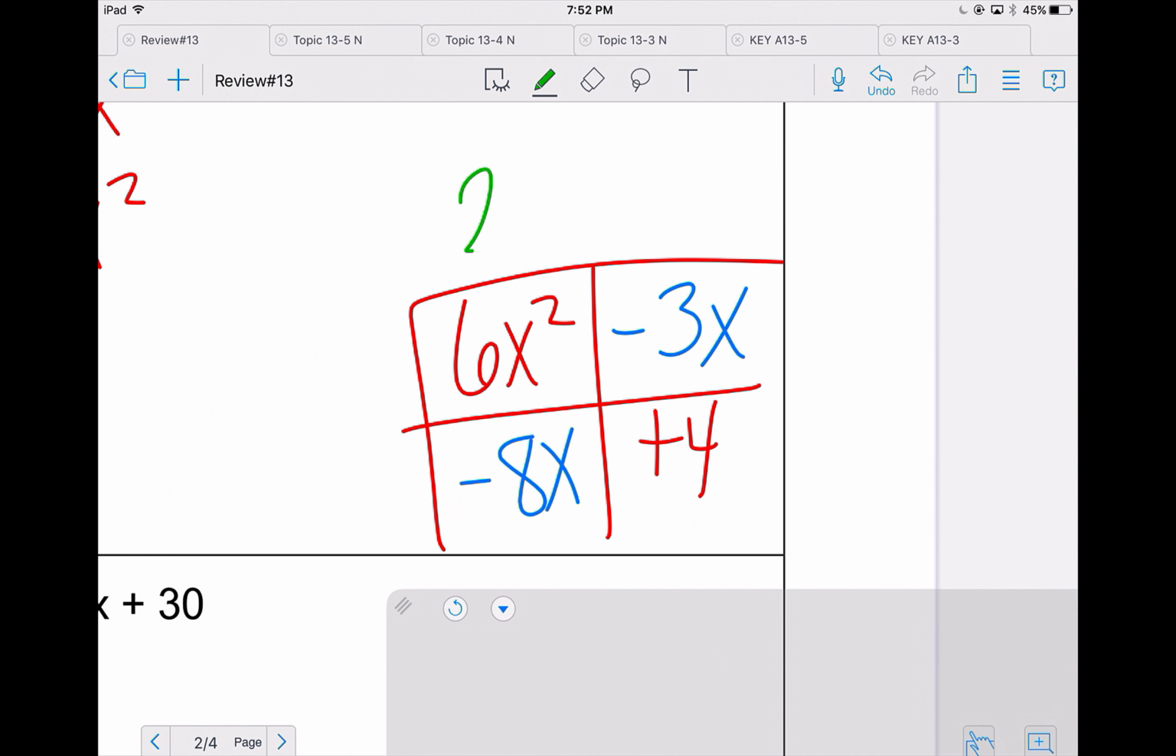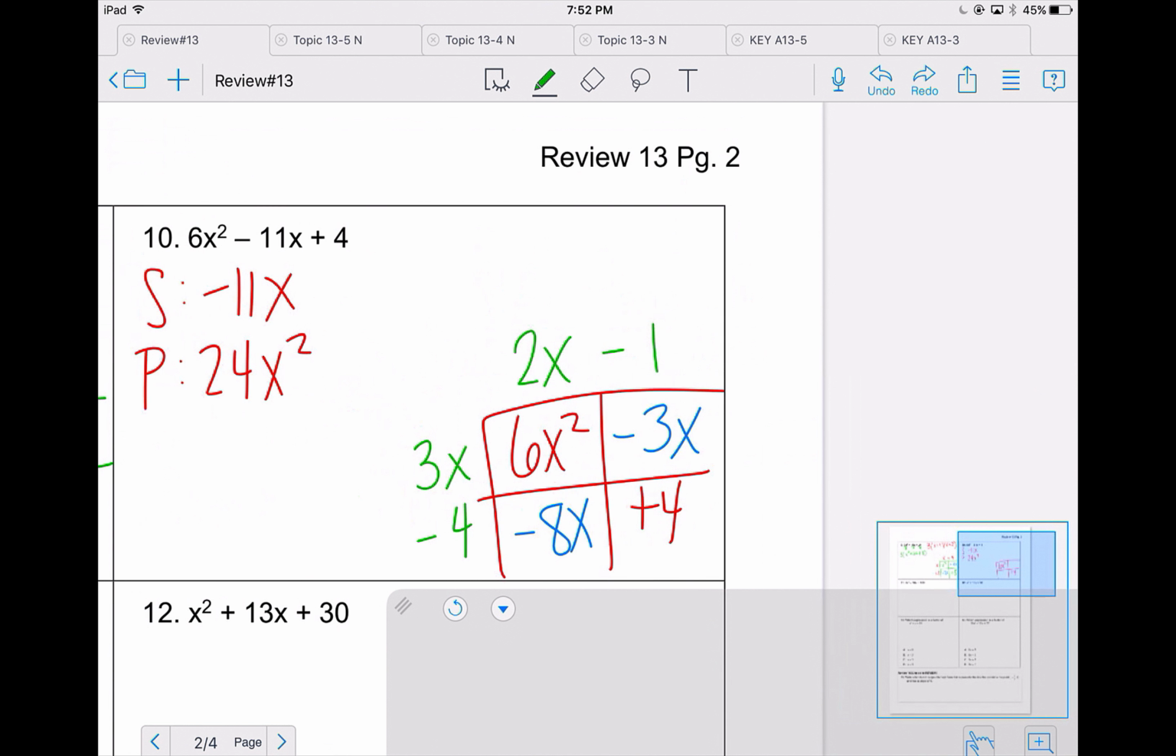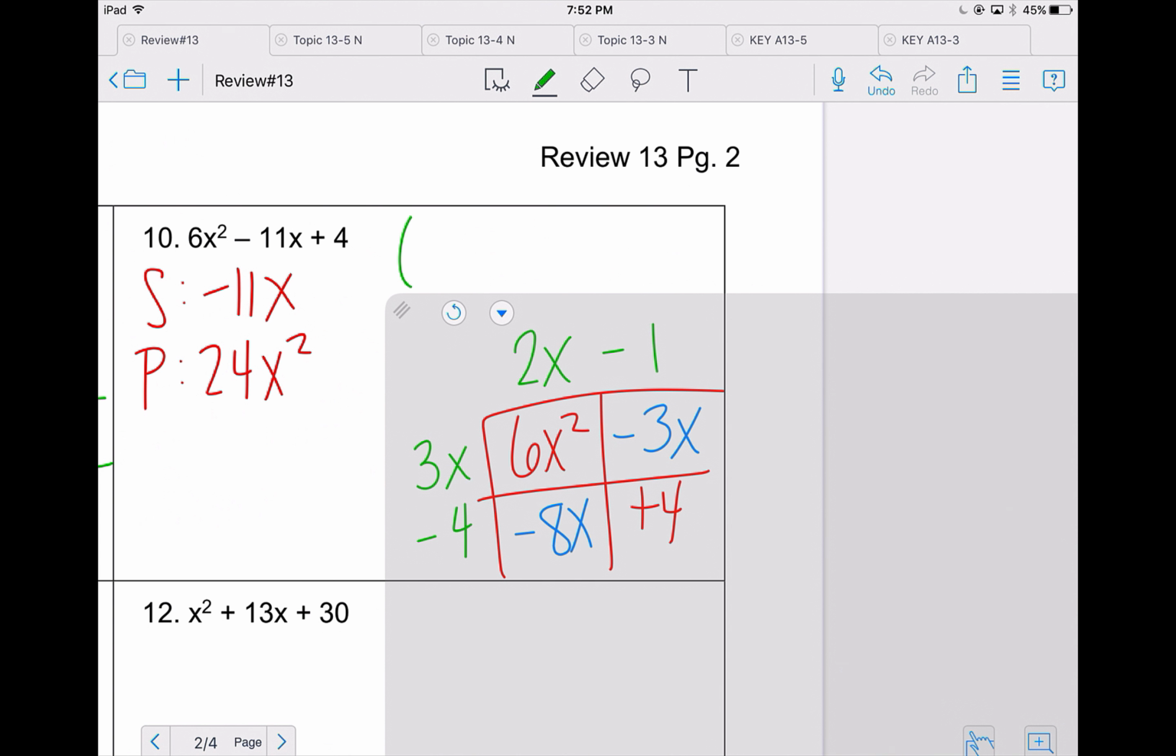Take out my GCFs. So those share 2x. And these do not share anything, so they really just share a 1. And it's a minus because my factor is negative. 6x squared and negative 3x share 3x. Negative 8x and 4 share a negative 4. And again, it's negative because of that last term, the term I got out of the calculator. So 2x minus 1, 3x minus 4 are my answers, my factors.